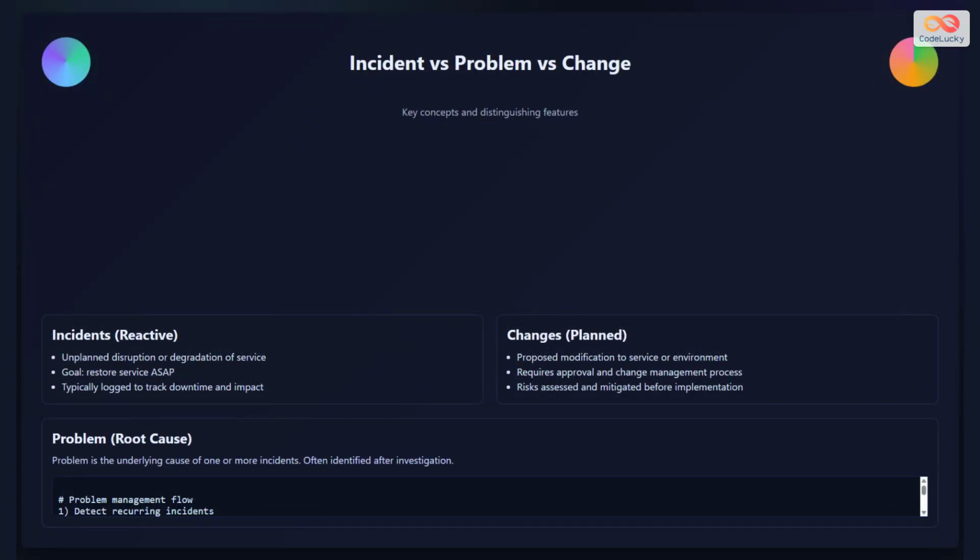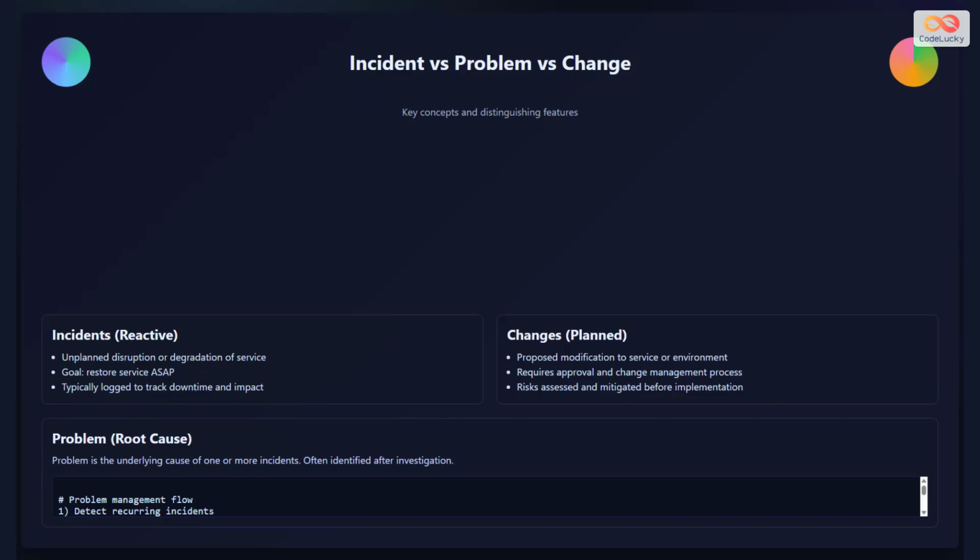The incident lifecycle consists of 5 key phases. First, detection and logging. Incidents are identified through monitoring tools, alerts, or user reports and immediately recorded in a ticketing system. Second, categorization and prioritization. Incidents are classified by type and assigned a priority based on impact and urgency.